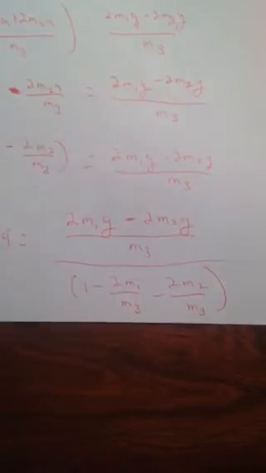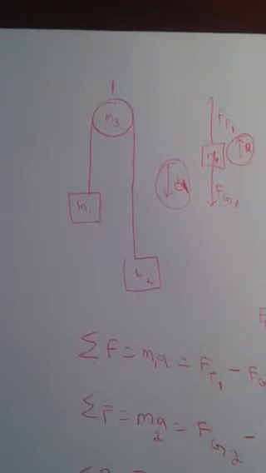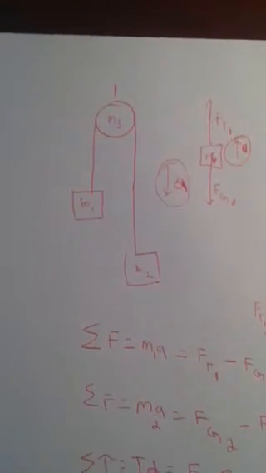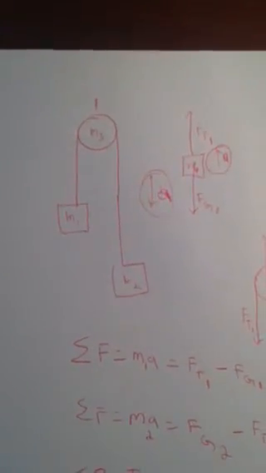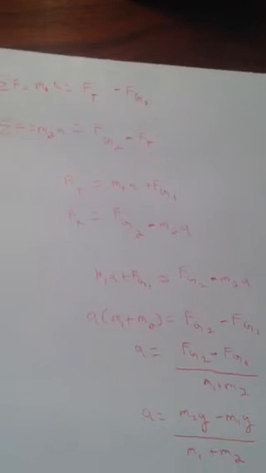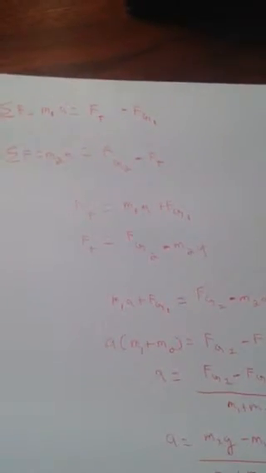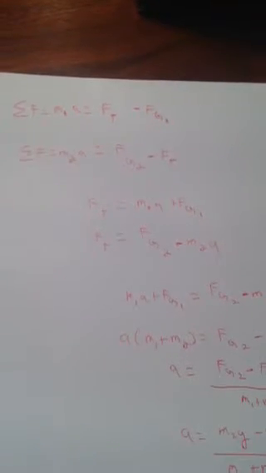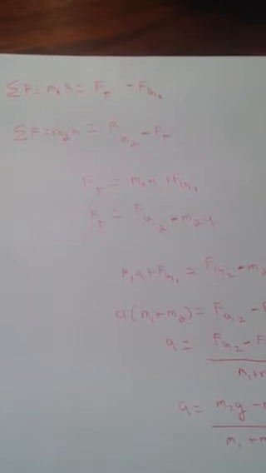Now the second part of the question asks how it would be different if we didn't consider the moment of inertia of the pulley. So now, because the pulley is not rotating, we can say that the two forces of tension are equal. So our sigma F equations would be as follows. Sigma F is equal to M1A, which is equal to Ft minus Fg1. And then sigma F is equal to M2A, which is equal to Fg2 minus Ft.